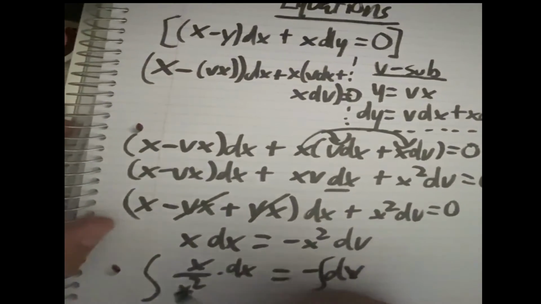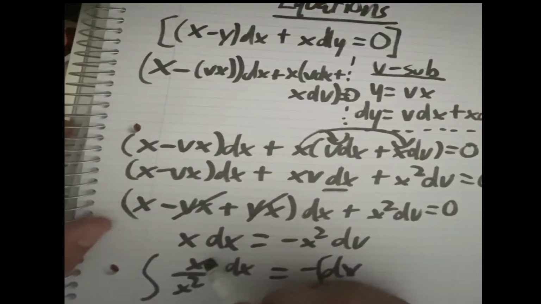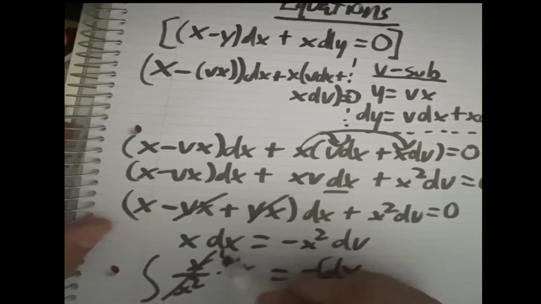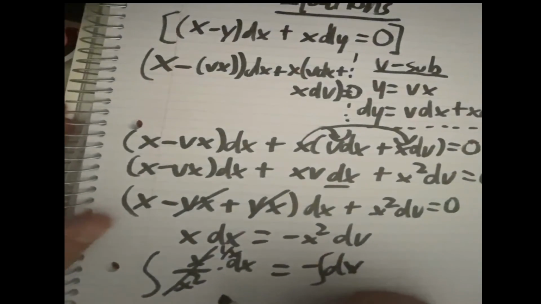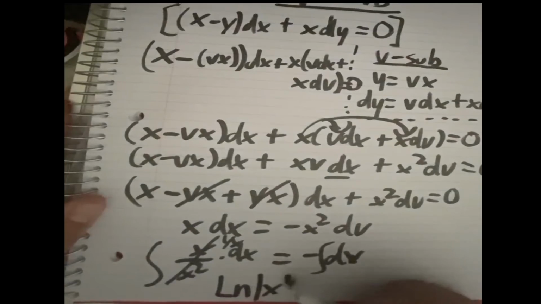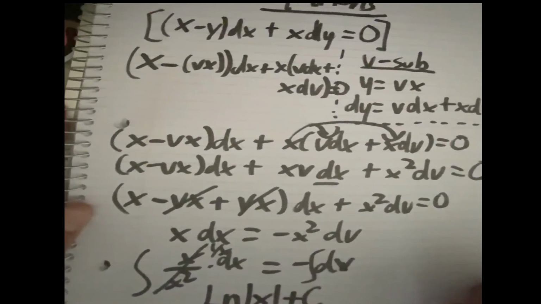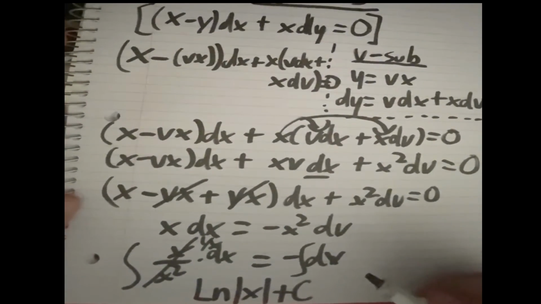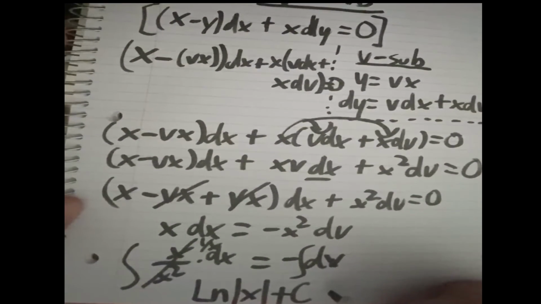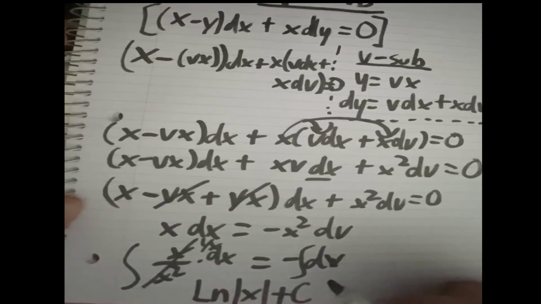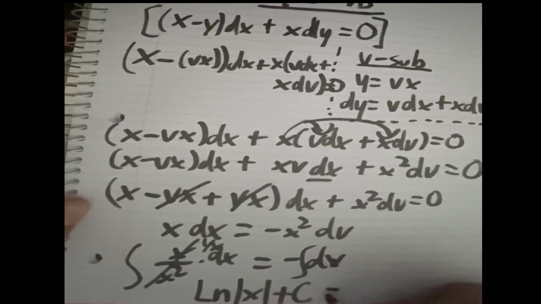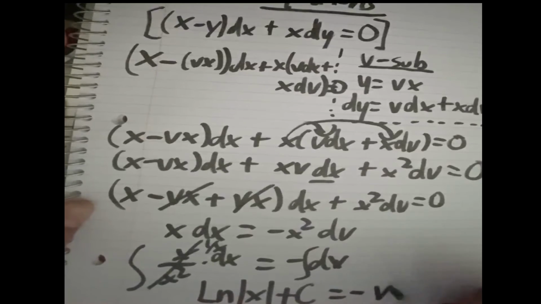Integrating both sides, notice how this is just simplified to 1 over x. So the integral of this would simply be the natural log of x plus c, because the integral of 1 over x is natural log of x plus c. And the integral of dv would just be v, so we get negative v.